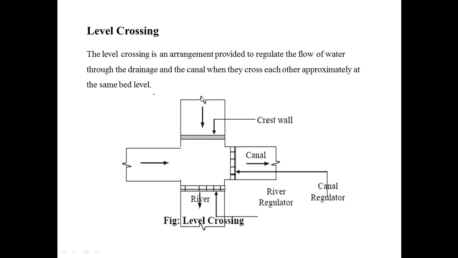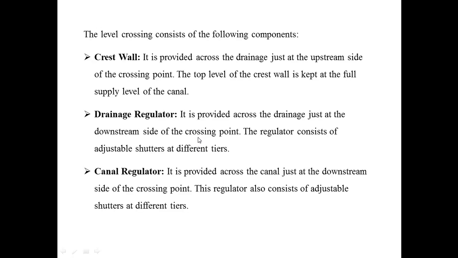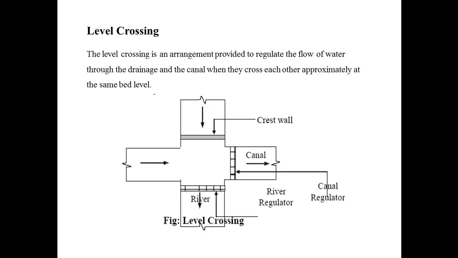So basically the water flowing in the river is stopped with the help of the crest wall, and this crest wall is at the level of the full supply level of the canal. With the help of this river regulator, the flow is regulated in the river, and also with the help of this canal regulator, the flow is regulated in the canal. So through these regulators, the flow is controlled in the river.